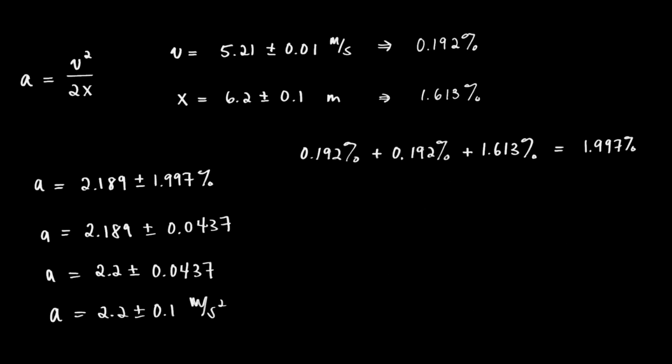So calculators, please, because I can't do it in my head. Calculate what the acceleration is based on the velocity being 5.21 and the position being 6.2. So 5.21 squared divided by 2 times 6.2. I think Phil's going to get it first. No, I'm wrong about that. 2.189.